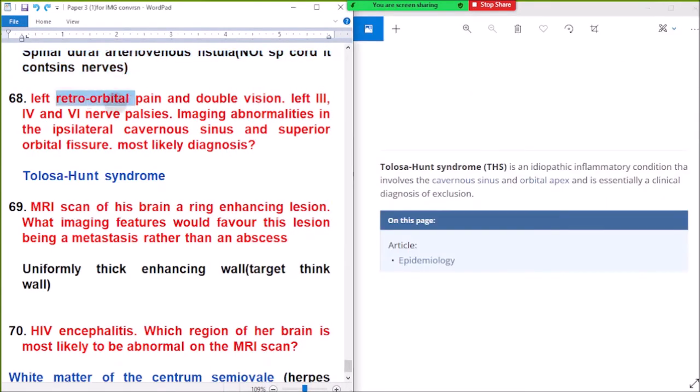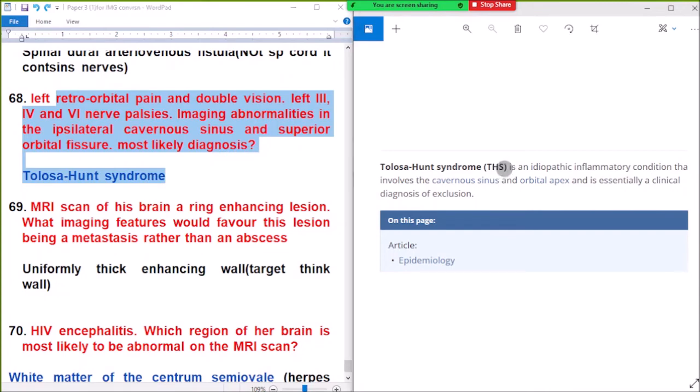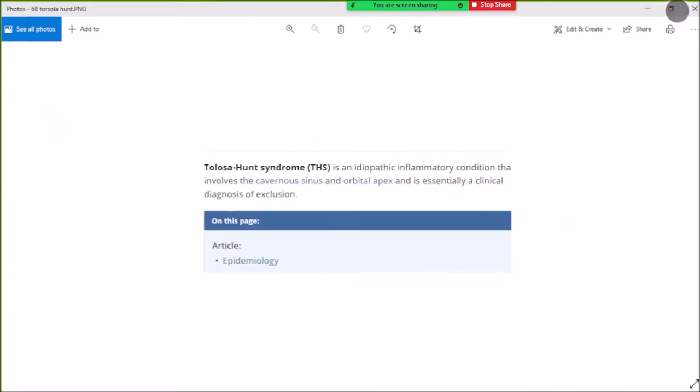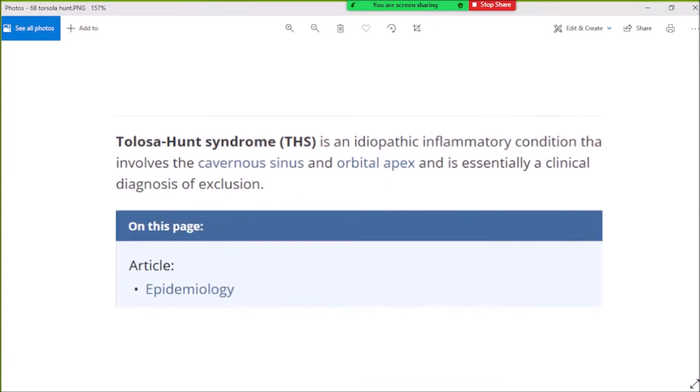Question number 68. Left retro-orbital pain and double vision. Left 3rd, 4th, and 6th nerve palsies. Imaging abnormalities in the ipsilateral cavernous sinus and superior orbital fissure. Most likely diagnosed as Tolosa-Hunt syndrome. Tolosa-Hunt syndrome is an idiopathic inflammatory condition that involves the cavernous sinus and orbital apex and is essentially a clinical diagnosis of exclusion.